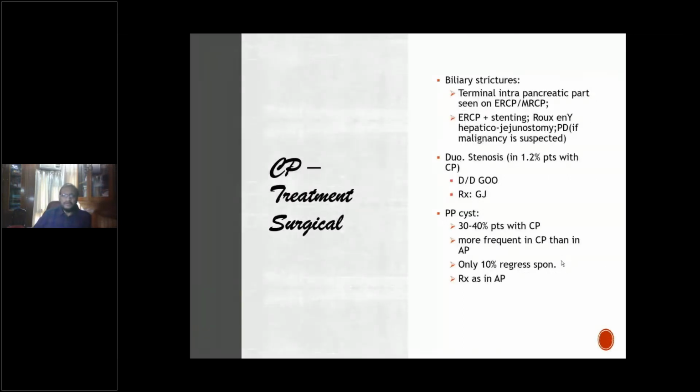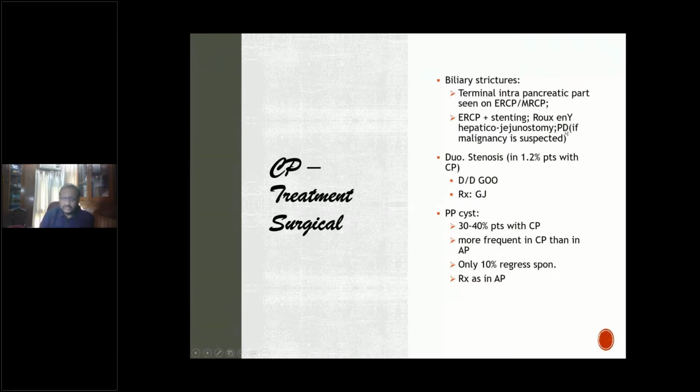So, if you have a biliary stricture in these patients, that is beyond the pancreatic duct, I told you these are presentations of chronic pancreatitis. If you have a biliary stricture of the terminal intrapancreatic part seen on ERCP or MRCP, just do an ERCP and stent it. Or if you find the stenting does not solve the problem, then do a Roux-en-Y anastomosis of the CBD, either a choledochojejunostomy or a hepaticojejunostomy. If you are suspecting malignancy, then a pancreaticoduodenectomy has to be done.